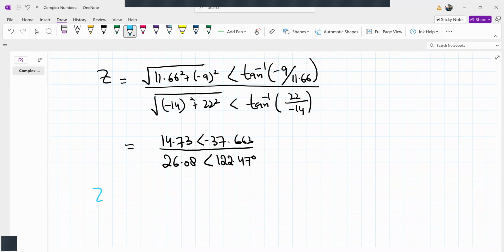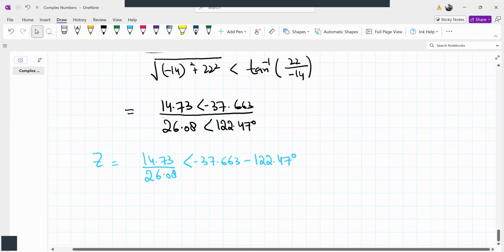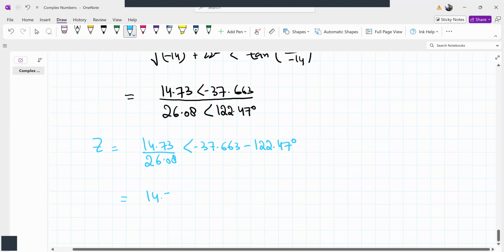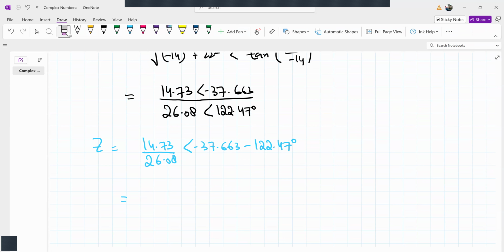Okay. Now the complex numbers are in polar form, we can do the division. So the division of this will be, if you divide 14.73 by 26.08, then we can write this at the angle of 37.663 minus 122.47. Okay, simply divide the magnitudes and subtract the phases. That's what we learned here. So the result is simply 14.73 divided by 26.08, which is 0.565 at an angle of minus 160.13 degrees.